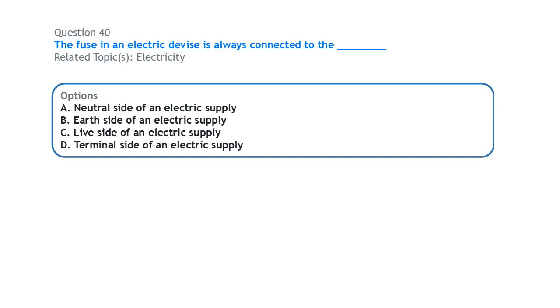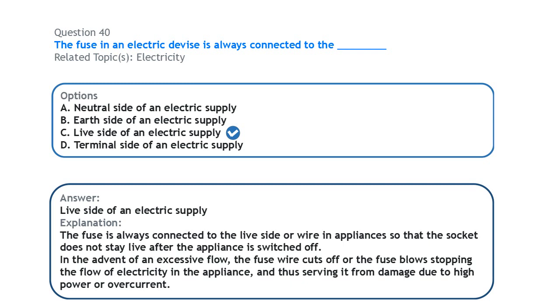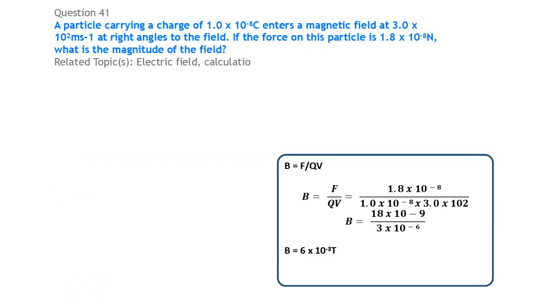The fuse of an electric device is always connected to the live side of the electric supply. Okay, it is connected to the live side of the electric supply. Now what the fuse does is that it helps to check for the current. In the advent of an excess flow, when you have excess current flowing in the circuit, then the fuse is going to cut, or it will blow, to prevent that charge from destroying the appliance.